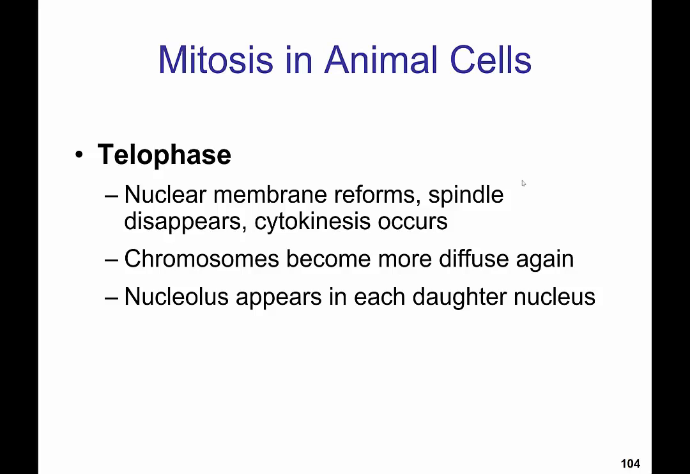The chromosomes become more diffuse again, and the nucleolus appears in each daughter nucleus. Here, the migration of the two sets of chromosomes continues and is completed. The genetic material changes from rod-like chromosomes back to thread-like chromatin. That's what we mean by the chromosomes becoming more diffuse again. The spindle apparatus disappears, and we have two new cells, called daughter cells, that are formed.